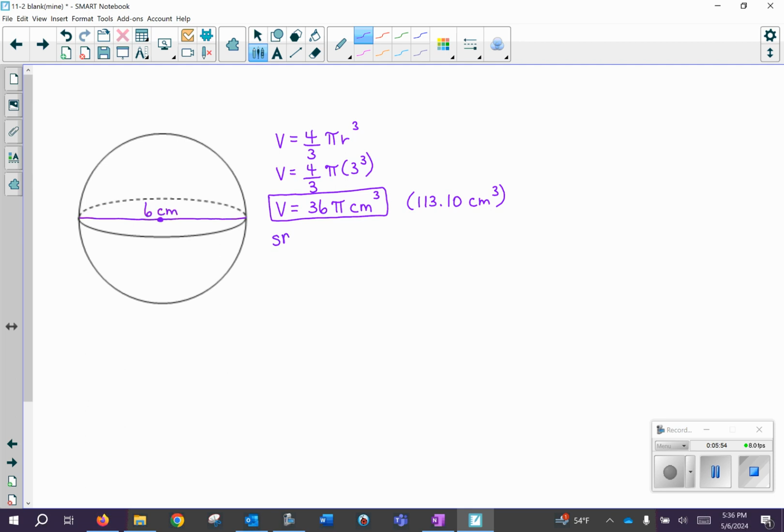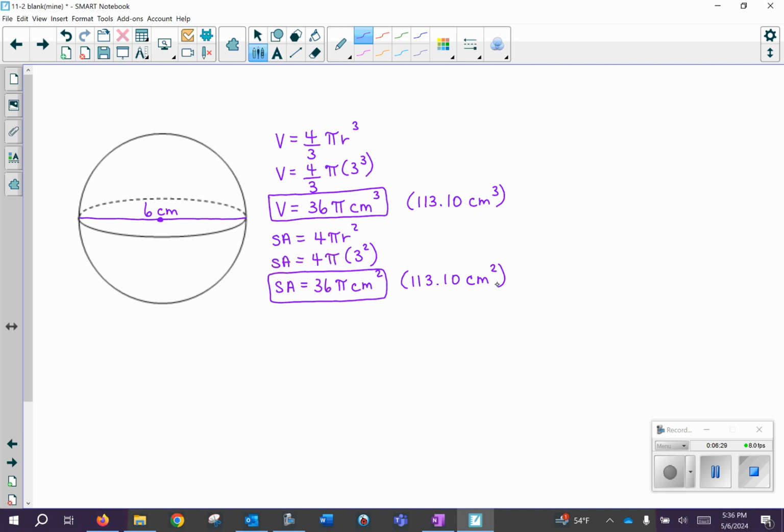All right, surface area, 4 pi r squared. So 4 times pi times the radius of 3 squared. 3 squared is 9 times 4. Guess what? 36 pi again. Centimeters squared. So obviously, if I ask you, can we numerically get the same answer for volume and surface area? The answer is yes. We just proved it right here. This would once again be 113.10 centimeters squared.